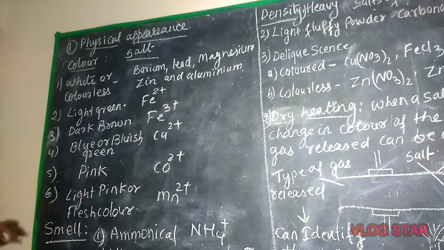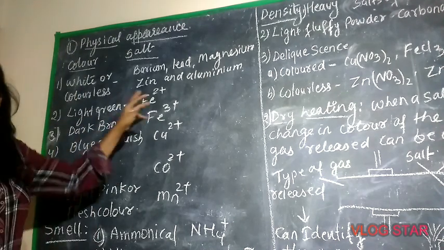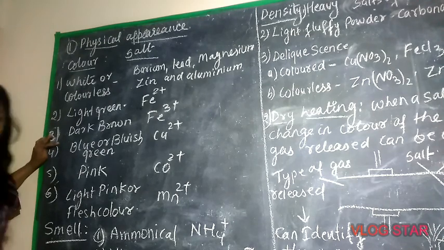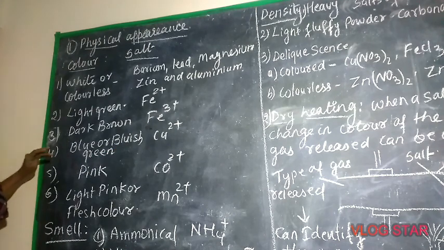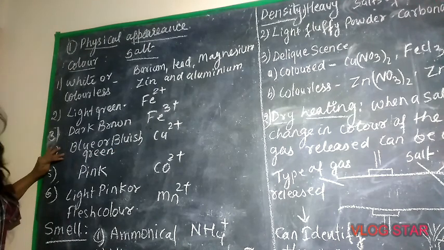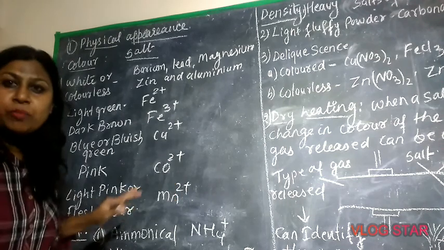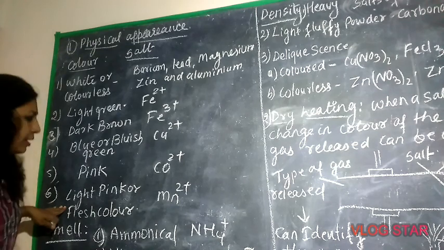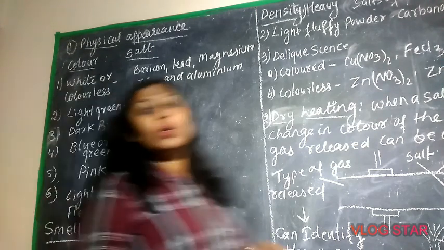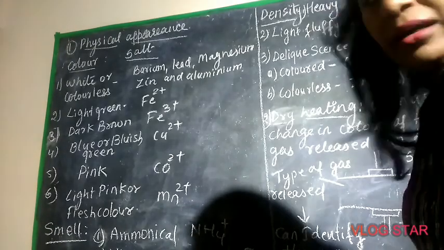If it is light green in color, it is a salt of Fe2+, that is iron 2+. If it is a dark brown salt, then it is that of Fe3+. If blue or bluish green, it can be Cu2+. If it is pink in color, it is a salt of Co2+, cobalt 2+. If it is light pink or flesh color, it could be a salt of Mn2+. Now, this was the color.